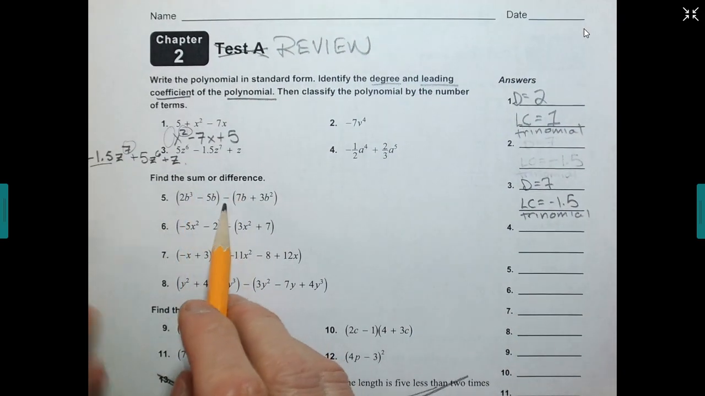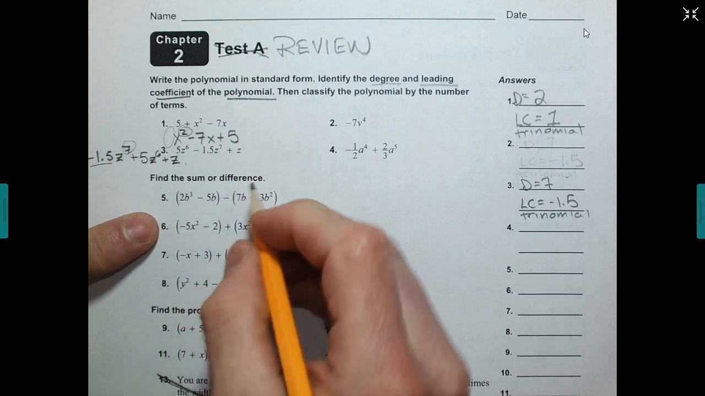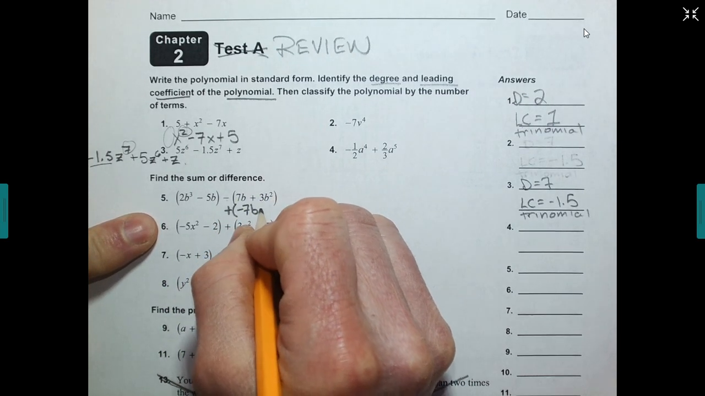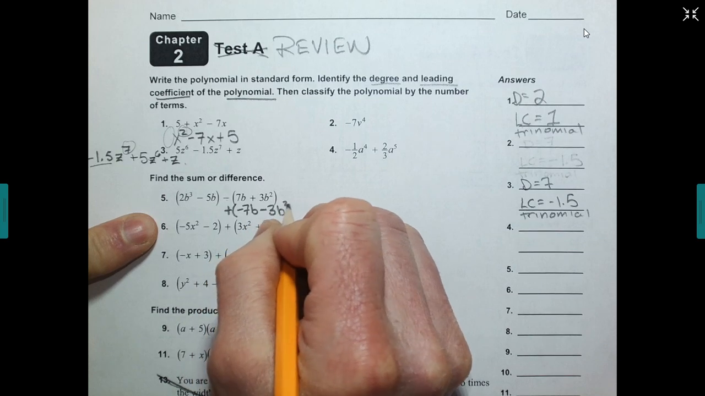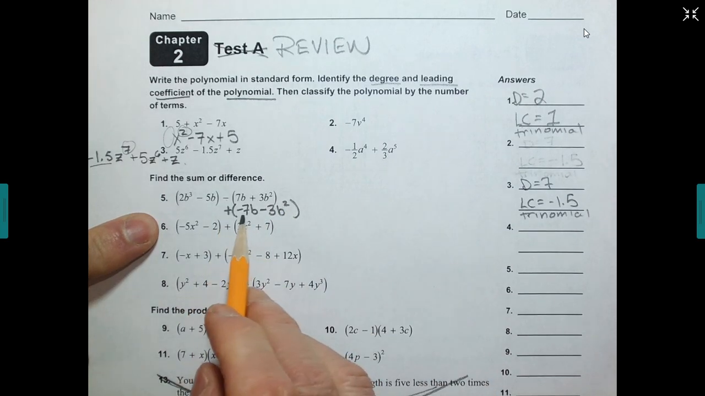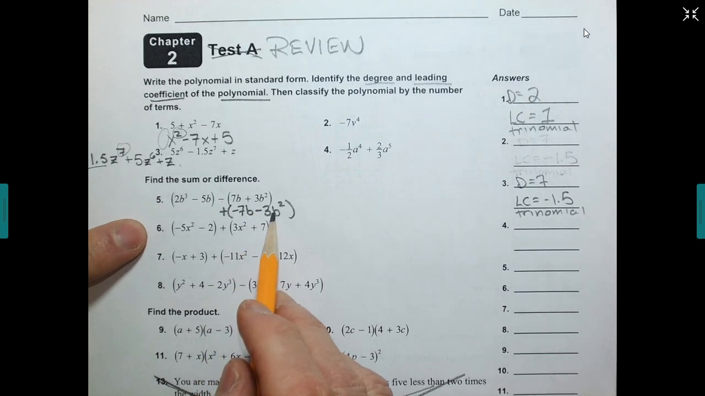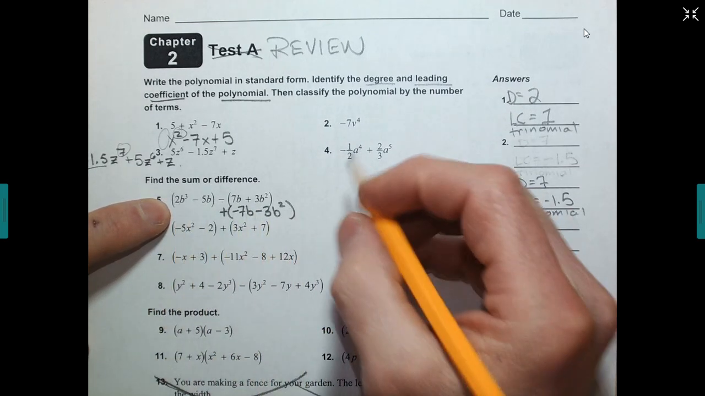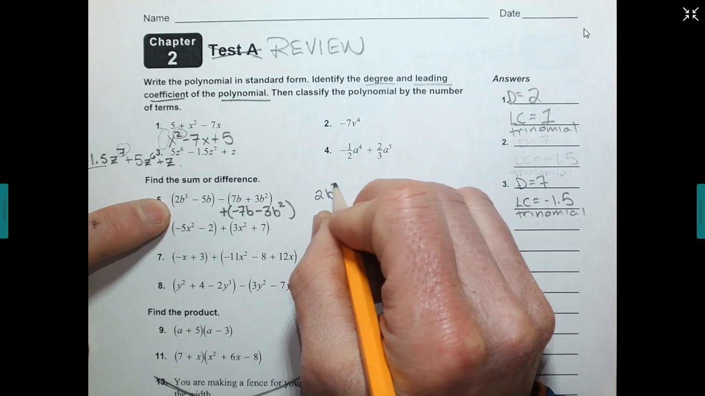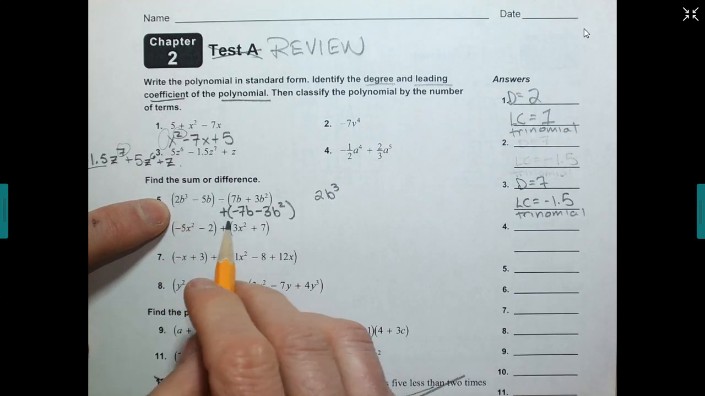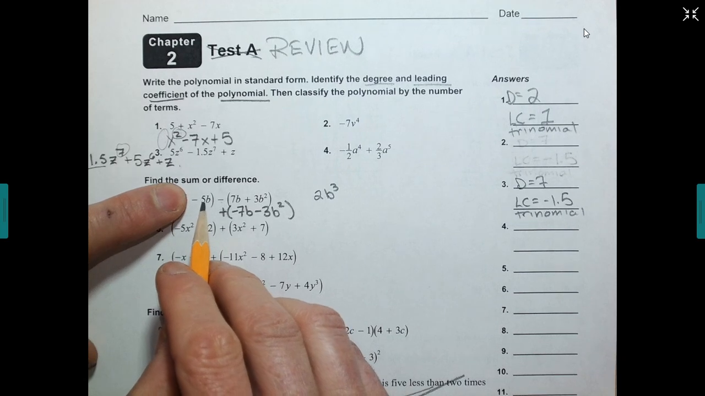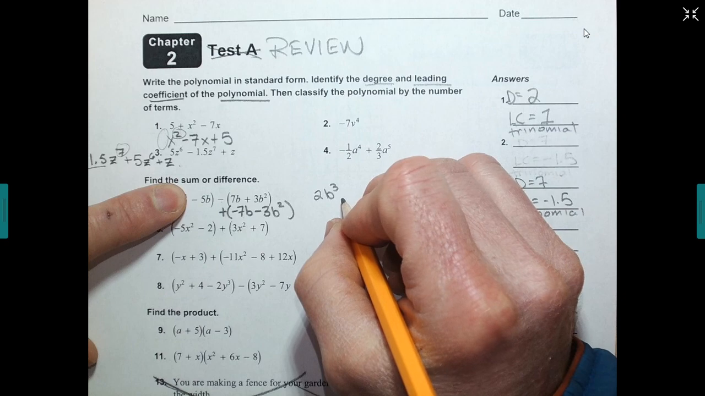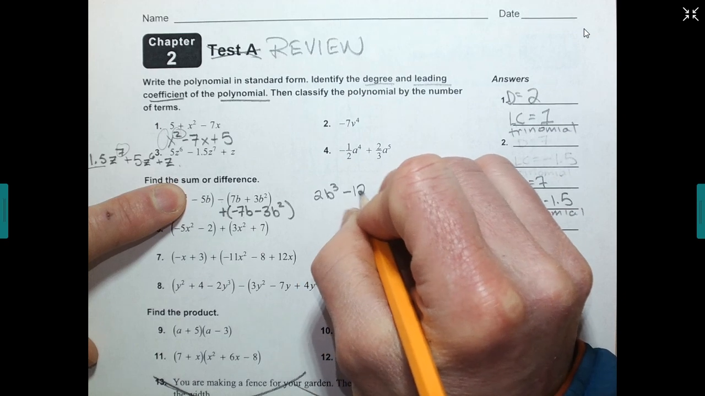Find the sum or difference. So when I have a subtraction, I have to add the opposite. So I'm adding the opposite. That becomes a negative and that becomes a negative. So I have 2b to the third. I don't have any other 2b to the third. So 2b to the third. And then, let's see, I have a b, negative 5b, negative 7b. So that gives me a negative 12b.